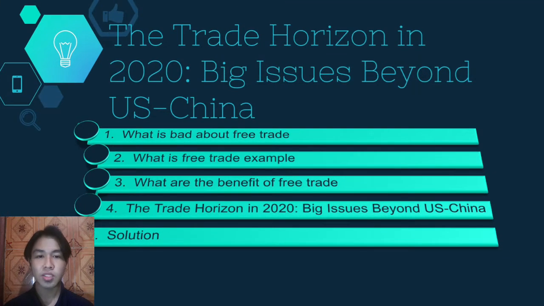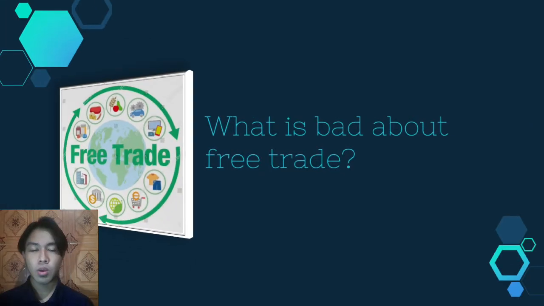First, what is bad about free trade? Second, what is a free trade example? Third, what are the benefits of free trade? Fourth, the trade horizon in 2020, big issues beyond US and China. Five, solution.